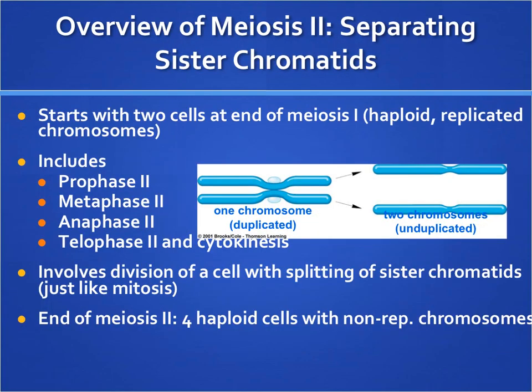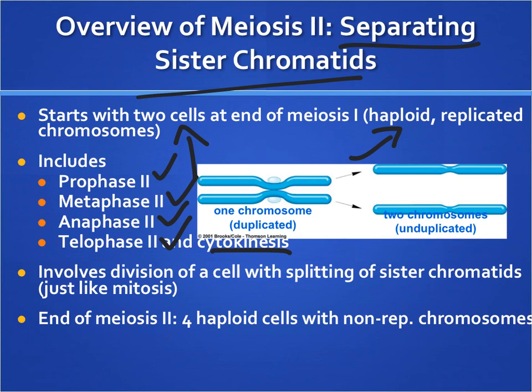So now for the second half of meiosis, meiosis 2, here is where we're going to separate sister chromatids. At this point, we're starting with the 2 cells that we ended with at the end of meiosis 1. Remember, those cells were haploid with replicated chromosomes. Meiosis 2 has 4 phases, just like meiosis 1. We have prophase 2, metaphase 2, anaphase 2, telophase 2, and we're going to have another round of cytokinesis.